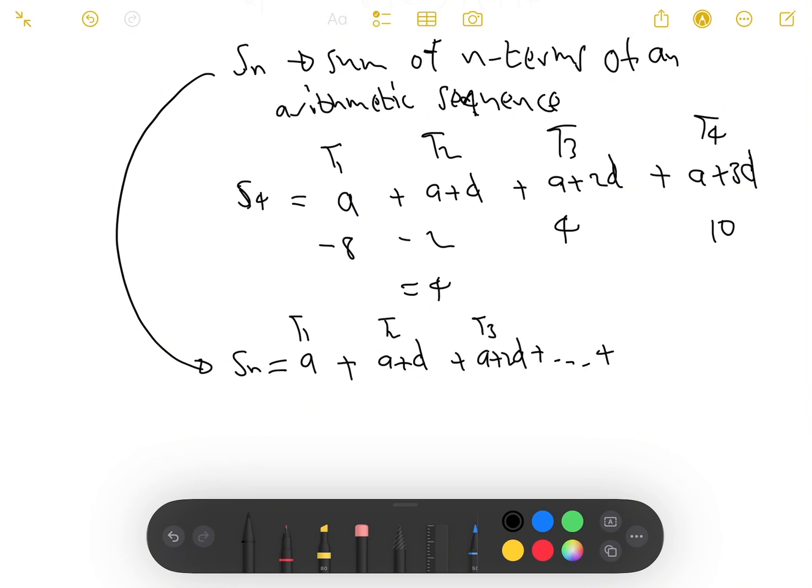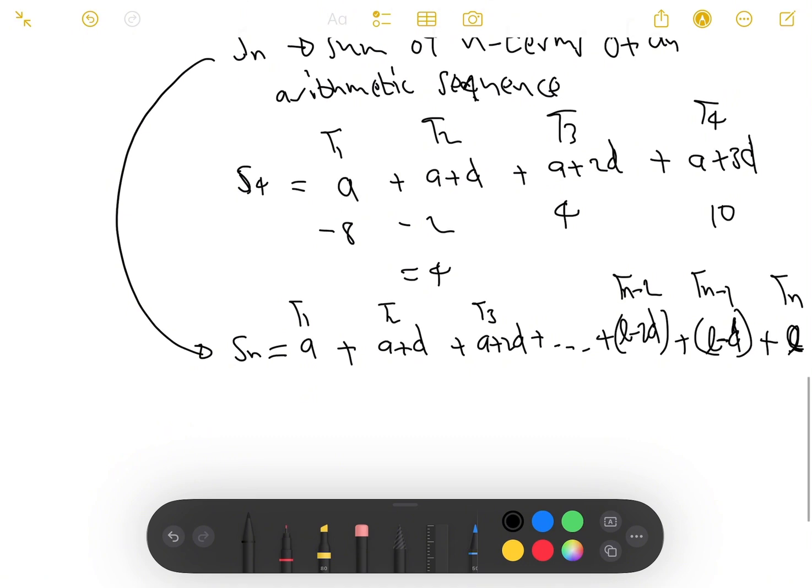And then think about it, right? If we have the last term here, I'm writing the last term at the end, plus the term before the last term will basically be what? It will be L minus D, because for us to find L, we must say L plus D, right? And then the third last term will be L minus 2D. So this here is basically the same as Tn minus 2. This is the same as Tn minus 1. This is basically Tn, Tn being our last term.